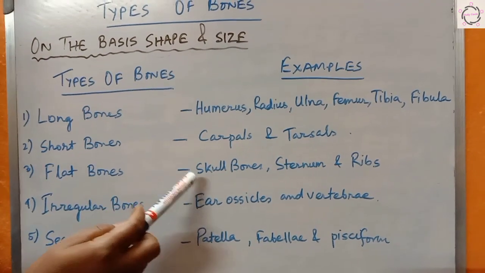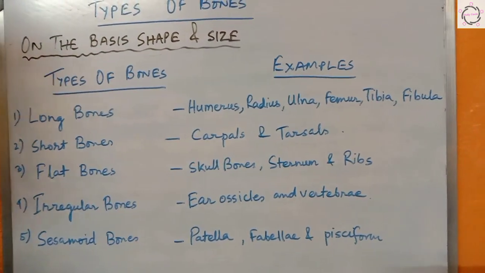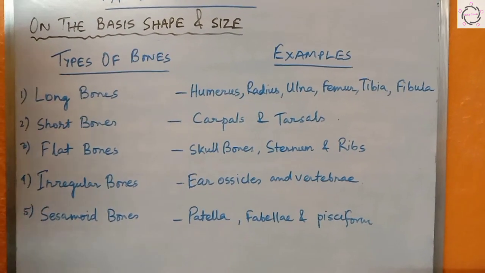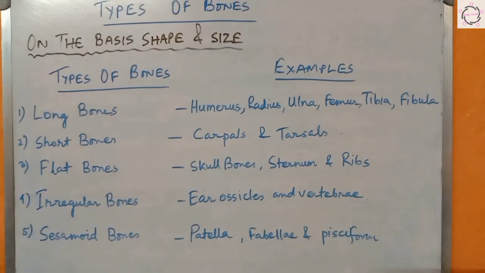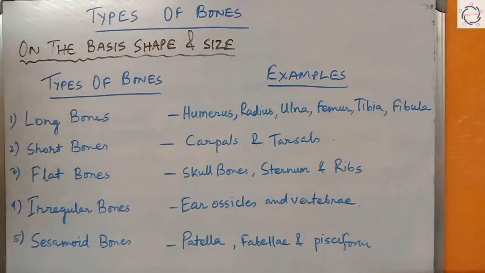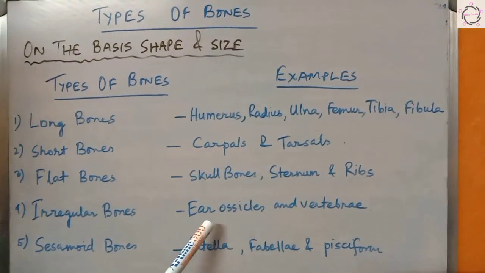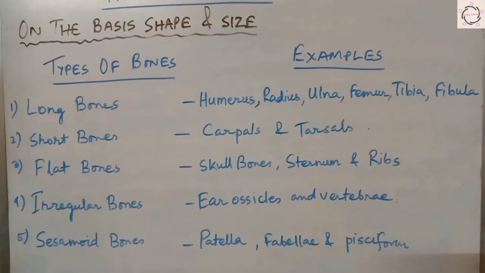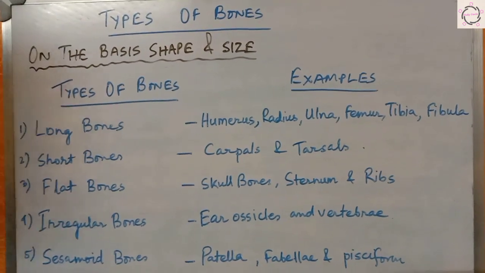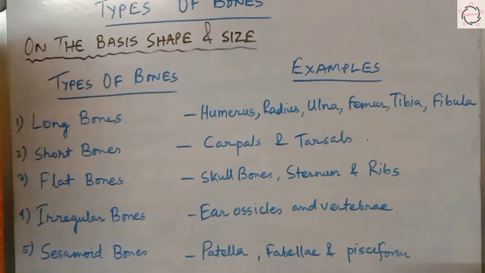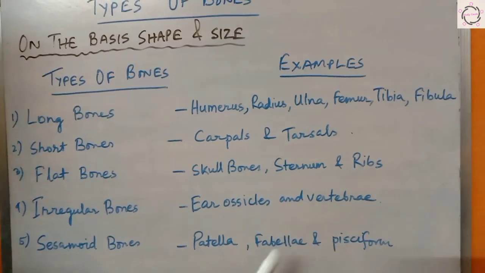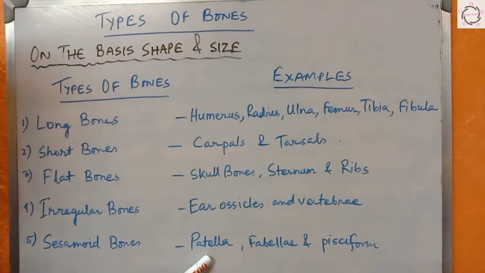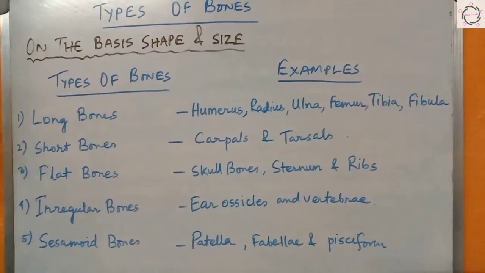Now flat bones are skull bones, sternum and ribs. Irregular bones are ear ossicles, that is malleus, incus and stapes. 3 small bones present in the internal ear or middle ear rather. So that is malleus, incus and stapes, or commonly we can say hammer, anvil and stirrup, and vertebrae. These are irregular bones. Now sesamoid bones are patella, fibula and pisiform.